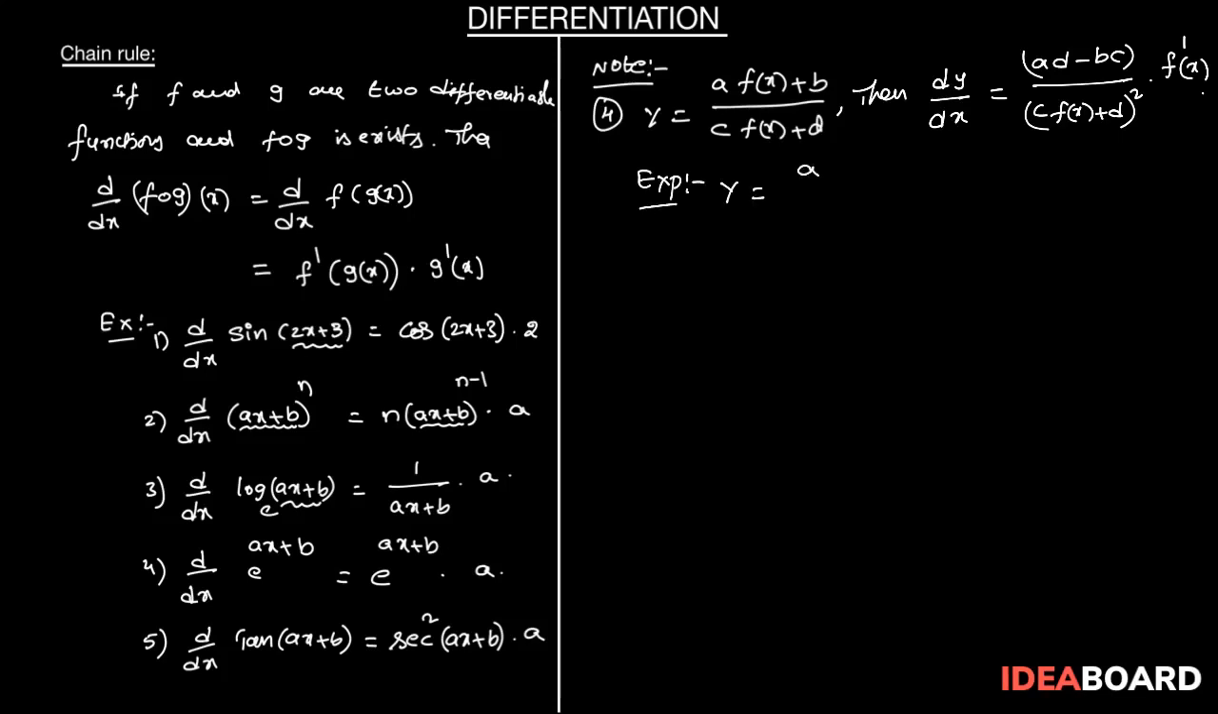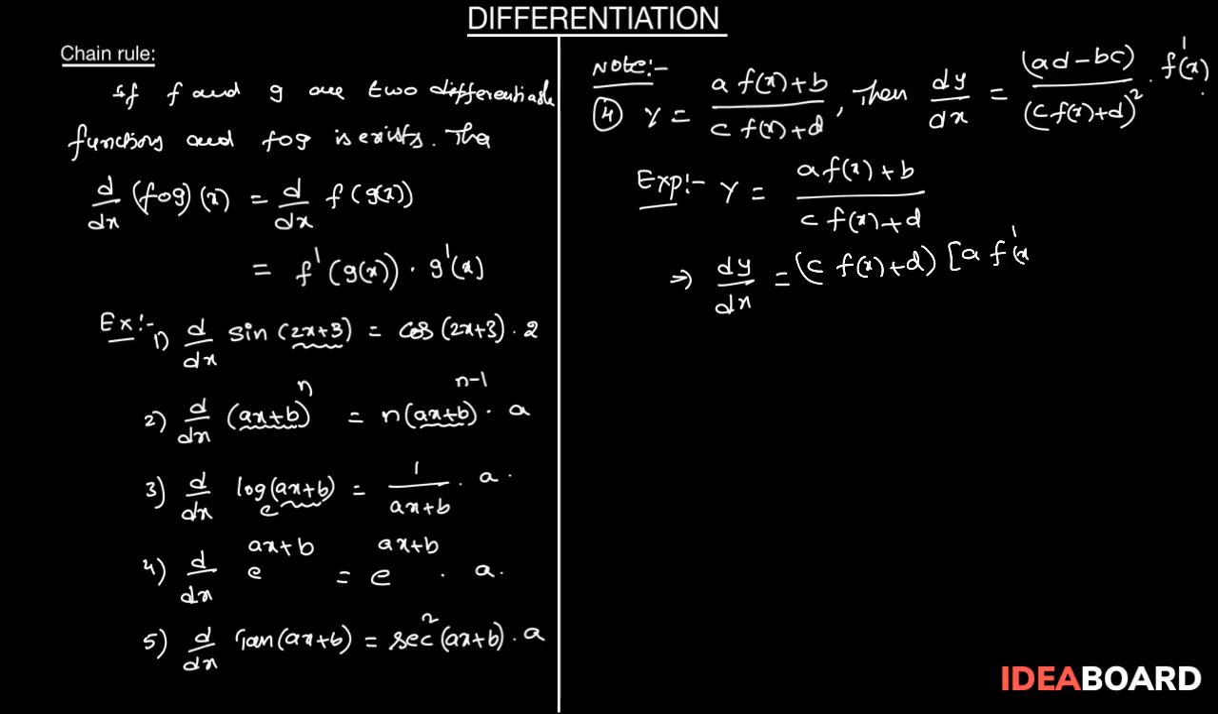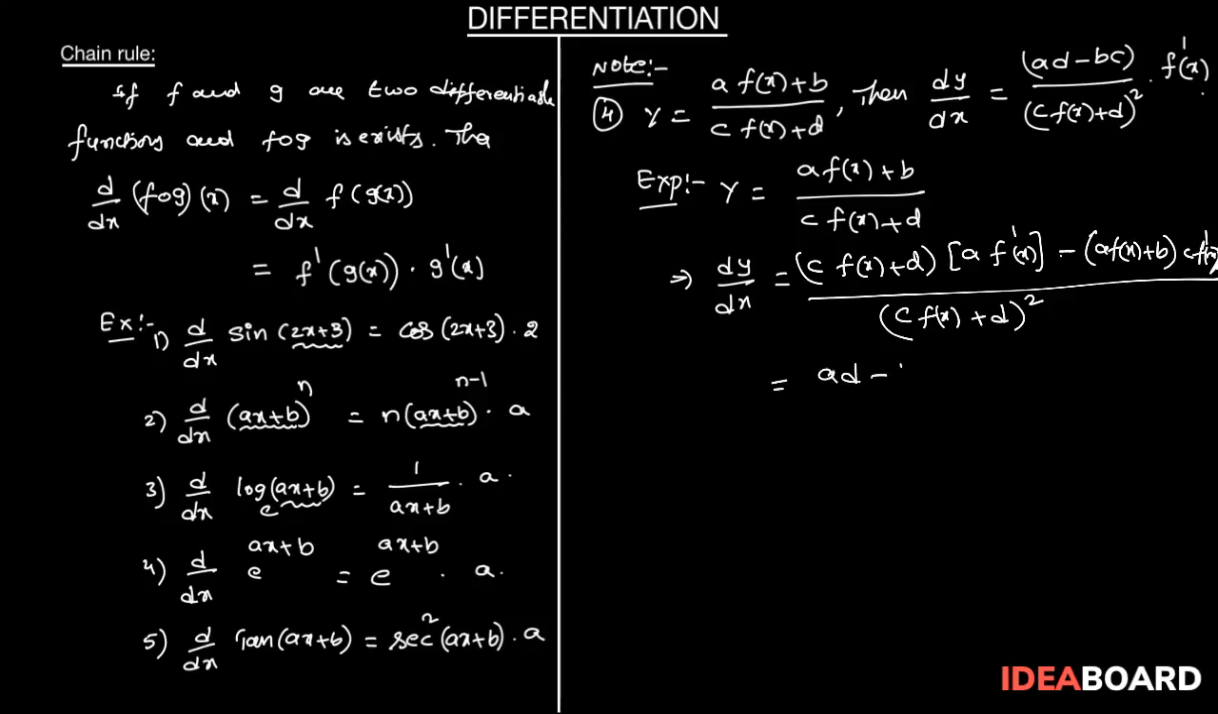Explanation: if y equals a into f of x plus b divided by c into f of x plus d, that implies dy by dx. Here we are using the quotient rule, that is the f of x by g of x formula: c into f of x plus d into the derivative of the numerator, that is a into f dash of x, minus a into f of x plus b into the denominator derivative, which is c into f dash of x, divided by (c into f of x plus d) whole square, that equals (ad minus bc) into f dash of x divided by (c into f of x plus d) whole square.